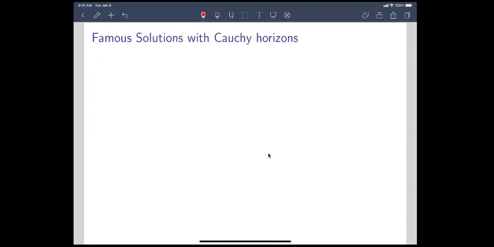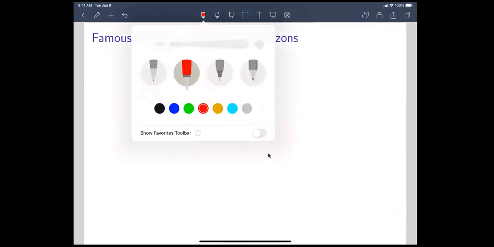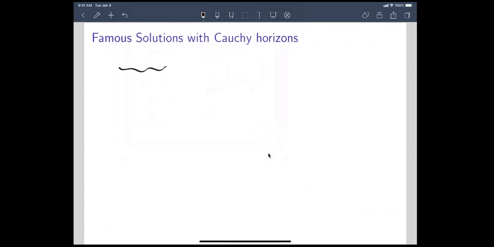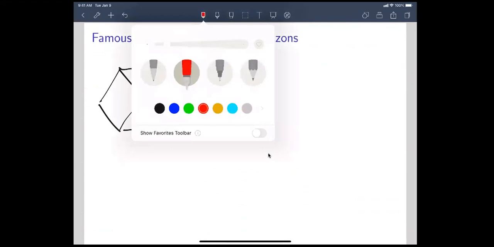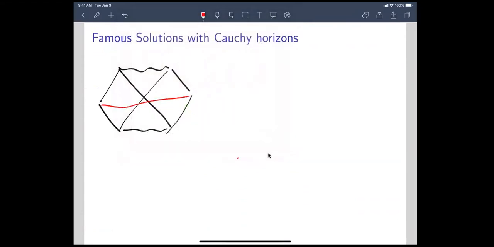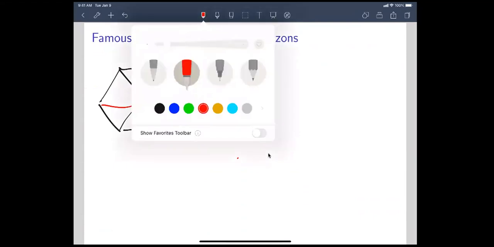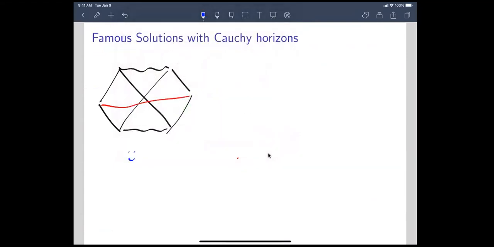But of course, famously, you're all familiar with the Schwarzschild solution, or its maximal analytic extension, which looks like this. And in that case, there's an initial data surface here that I've just drawn. Let me use a different color. And this has a very nice property that it's a Cauchy surface for the space-time. So we are very happy here.